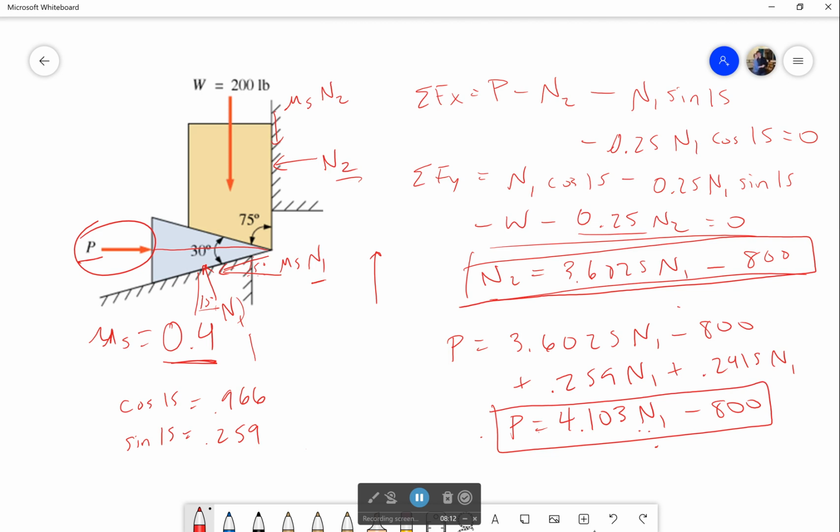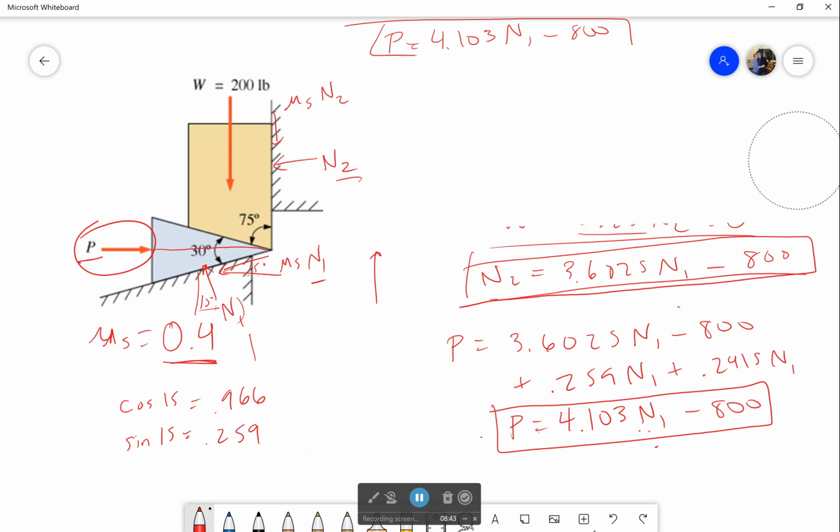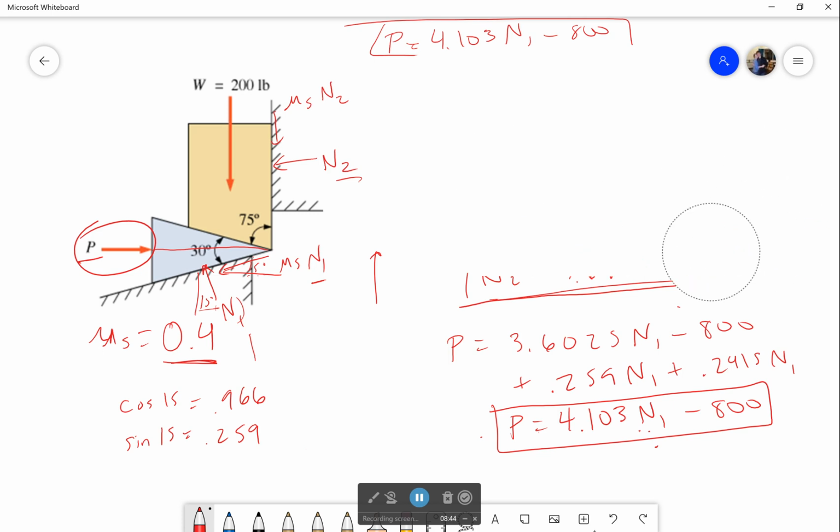Woo! That was a whole lot of algebra there. I've got a nice little equation that's looking good. If I can solve for N1, I know what I need to do. So let's go ahead and set that right there. P equals 4.103 N1 minus 800. I'm going to write that up at the top, so as soon as I can solve for N1, I can come back to it. And N2, I'll go ahead and bring the equation up there as well. Actually, I plugged it in. Don't worry about it.